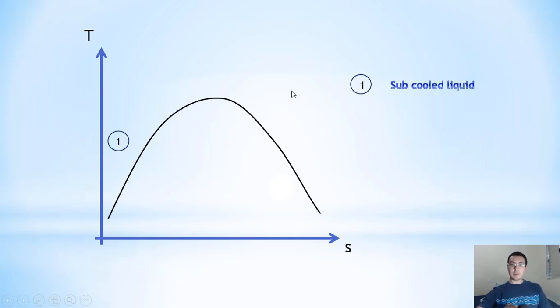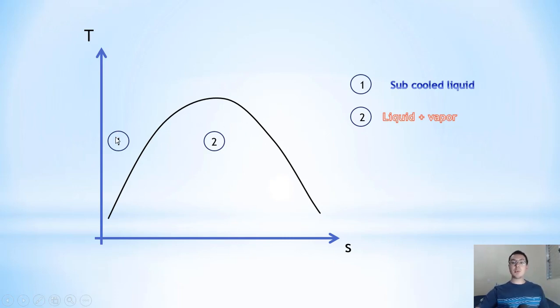So for a given pressure I have the saturated temperature, and if the temperature is lower than the saturated temperature, I have subcooled liquid. In level 2, inside the diagram between saturated vapor and saturated liquid, in this whole region we have liquid plus vapor, because I am at the saturated temperature.